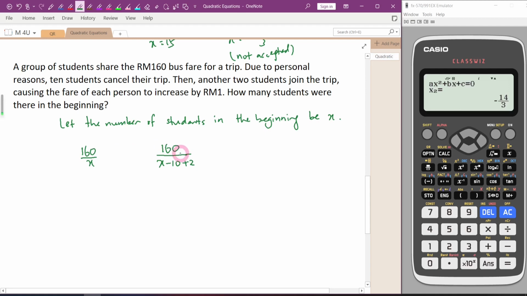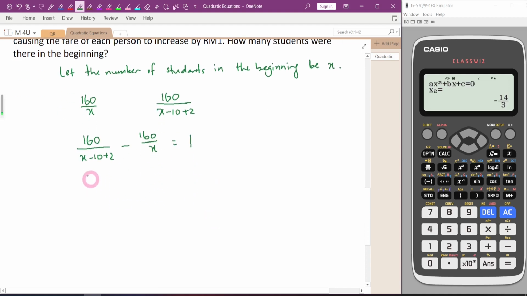So what's the difference between these two? The question tells you that the fare of each person increases by 1 ringgit, right? Means that this is more than this by 1 ringgit. So I'm going to write this: 160 over x minus 10 plus 2, minus this, is equal to 1. Now, 160 over x minus 10 plus 2 will be x minus 8.